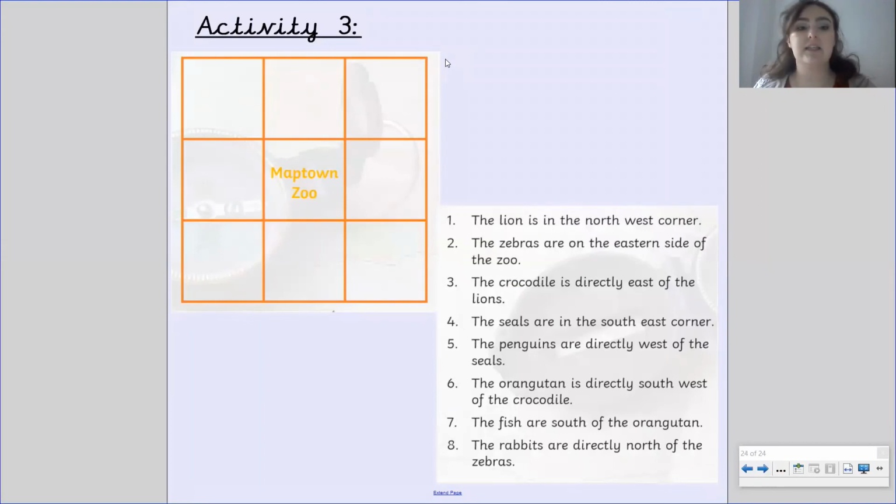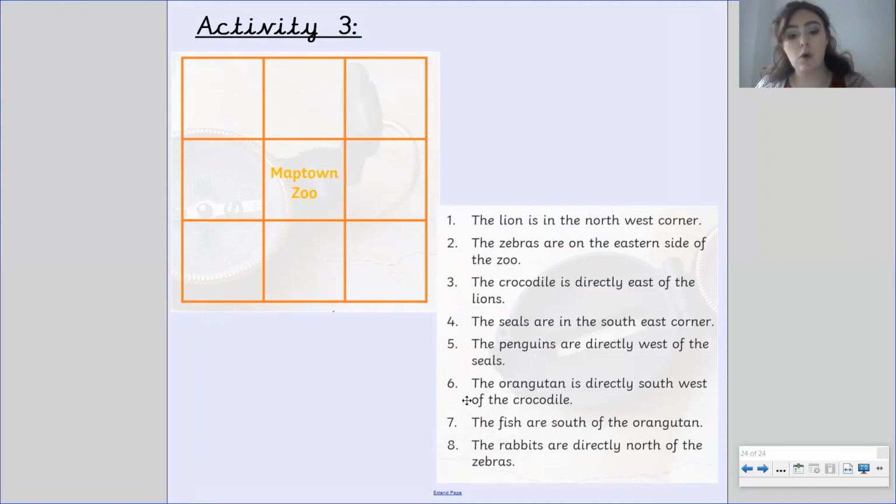Okay, and activity number 3. So you need to draw this grid out here and read through these questions to put the animals in their correct places. Now you need to draw this grid out. When you're drawing, use a ruler. What I'm going to suggest is that you do the squares 5 centimeters by 5 centimeters. So that long line there is going to be 15 centimeters in all. And then this long line down this way is also going to be 15 centimeters. 3 squares by 3 squares. You're going to draw this one out.